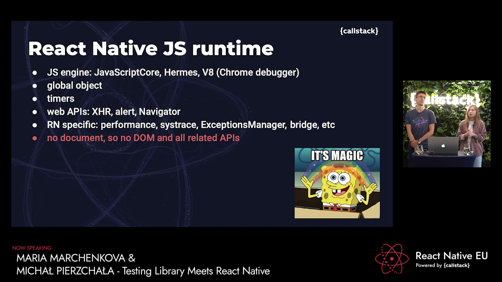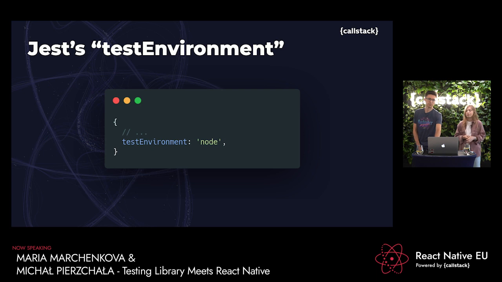To make an environment closer to web development, React Native runtime injects a bunch of APIs into the global namespace. Global object with the window and self aliases, timers, which are WhatWG spec, not from ECMAScript, some web APIs like XHR, Alert, and Navigator, React Native specific APIs for performance monitoring, exceptions handling, bridge, and more. And the other biggest difference, no document, which means no DOM and all related APIs.